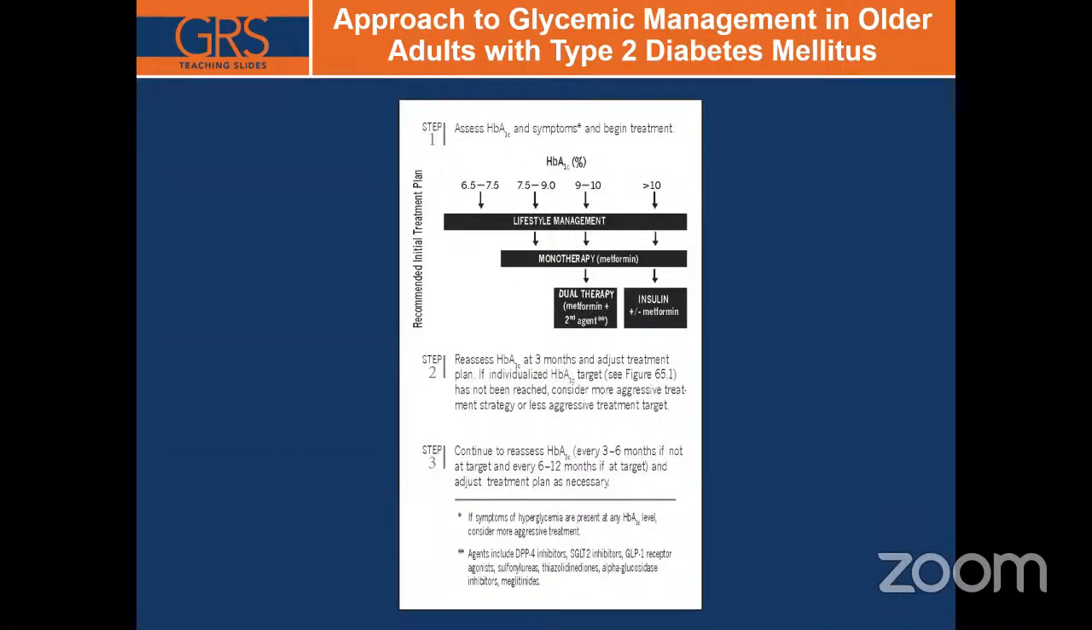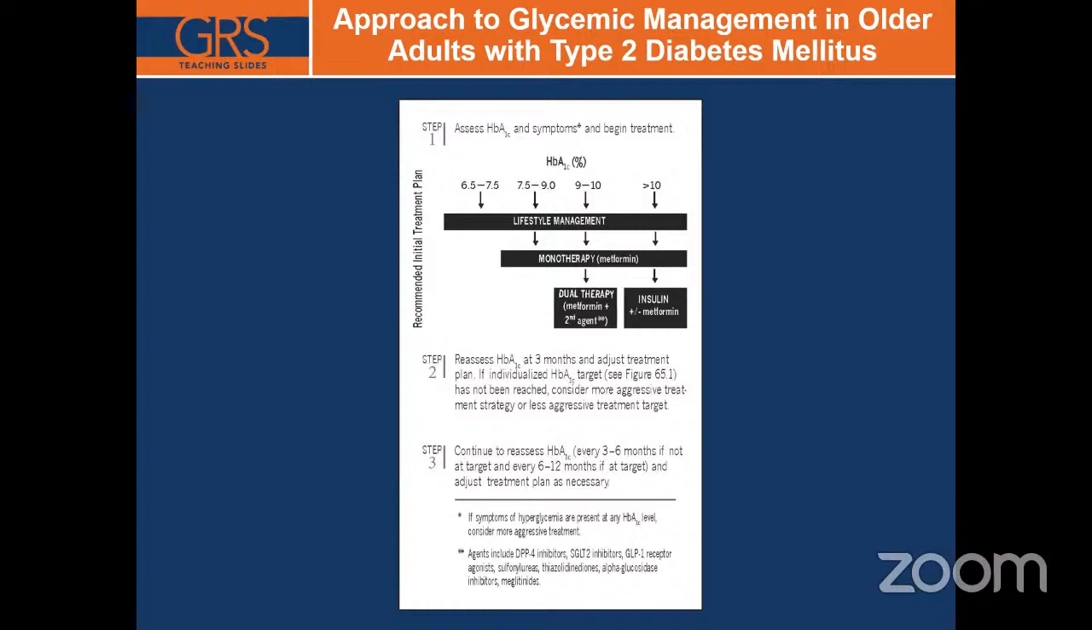If your hemoglobin A1c is between 9 and 10, then we use dual therapy. We can keep the metformin and add a second agent. The second agent could be any of the oral agents, DPP4 inhibitors, SGLT2 inhibitors, GLP-1 receptor agonists, or any other. Then if your HbA1c is more than 10, we usually add insulin, and we can keep metformin accordingly.